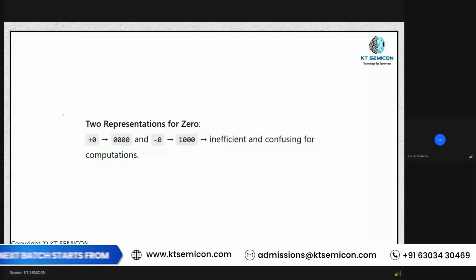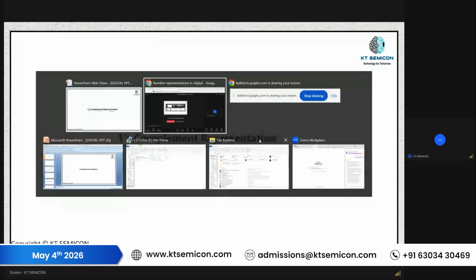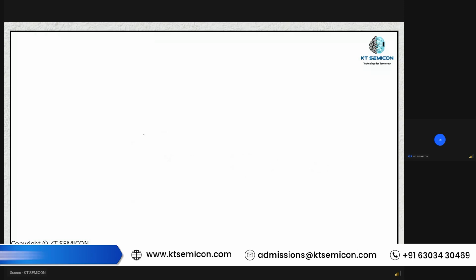Coming to the next type of representation, that is my ones complement form of representation. If I want to represent any number in ones complement form, let us try to understand how we are going to represent them. If I want to represent a positive number, then I'm going to represent it as it is, that is, in the original form. But if I want to represent any negative number, then I'm going to perform a ones complement on the original number and represent it.